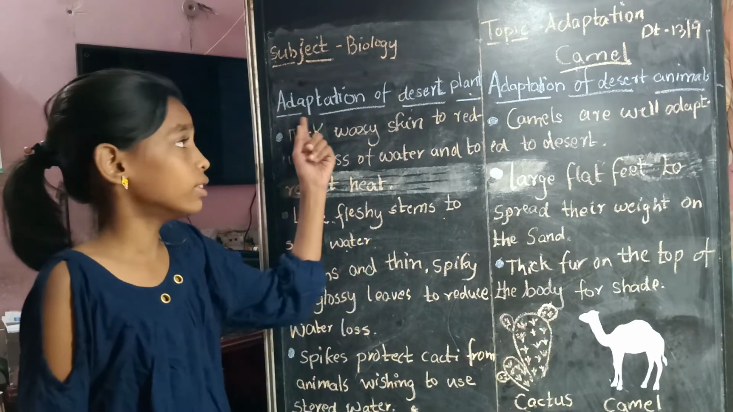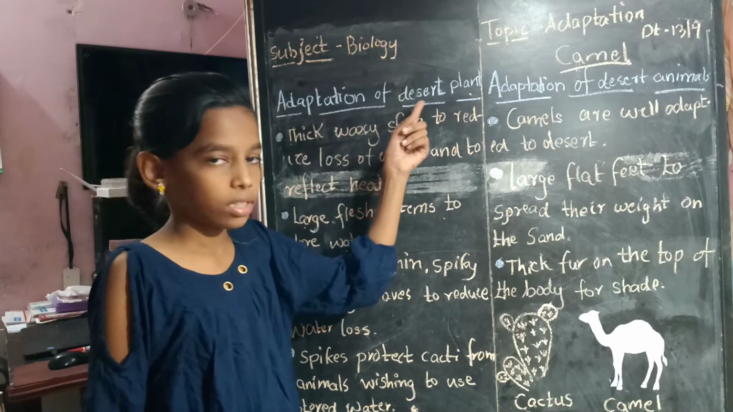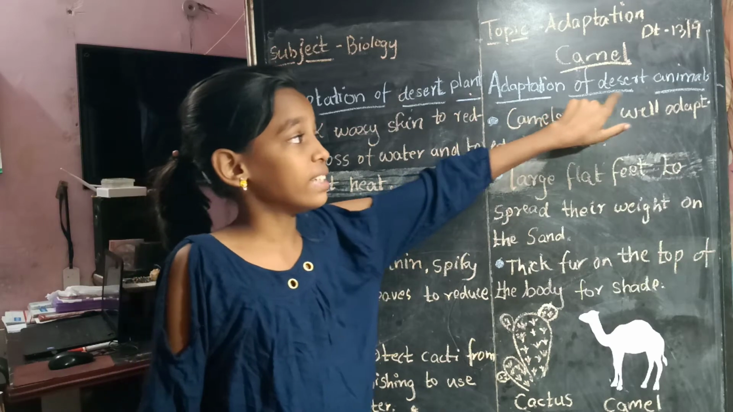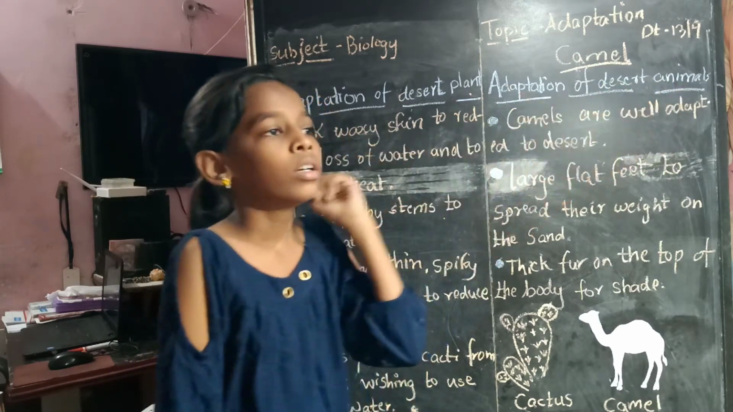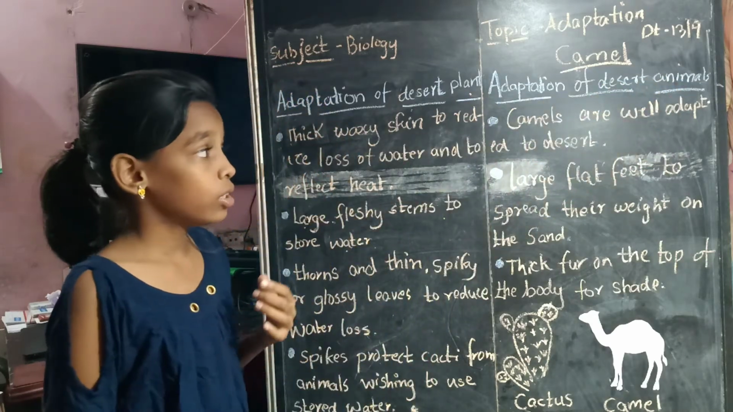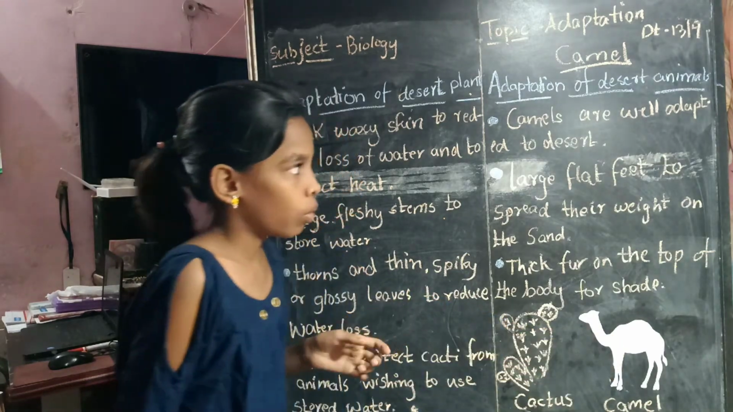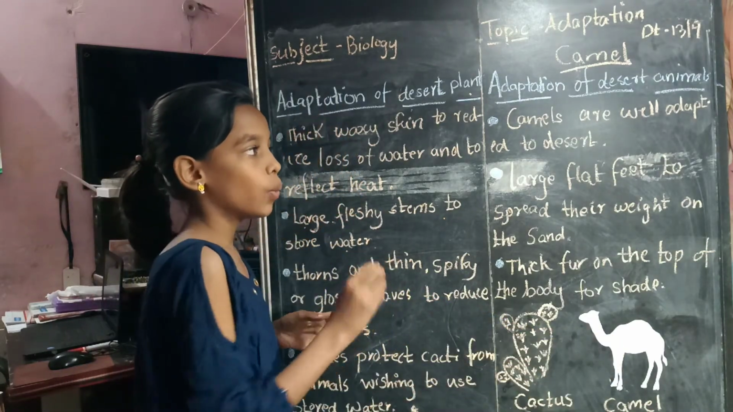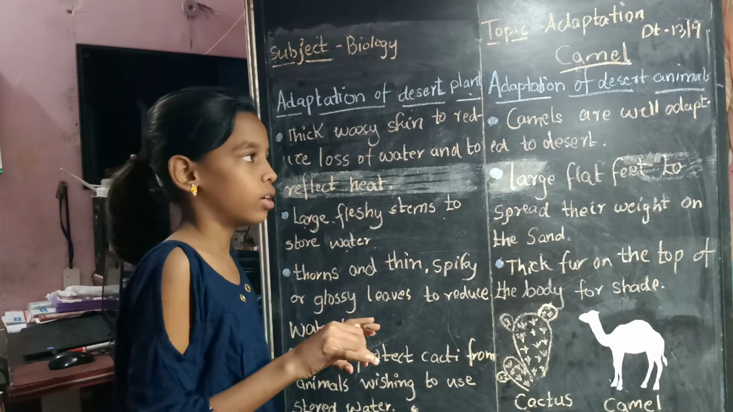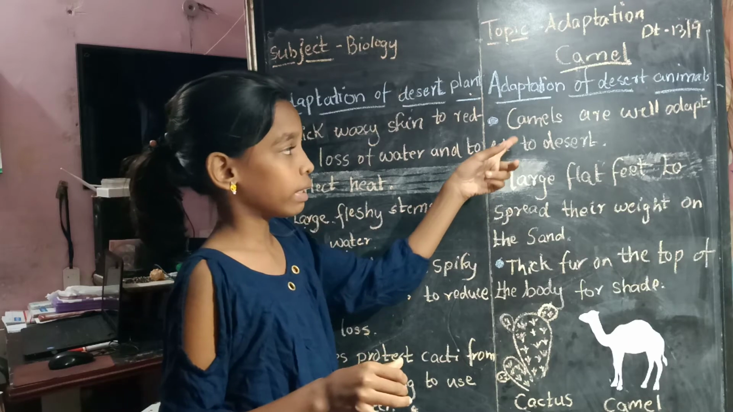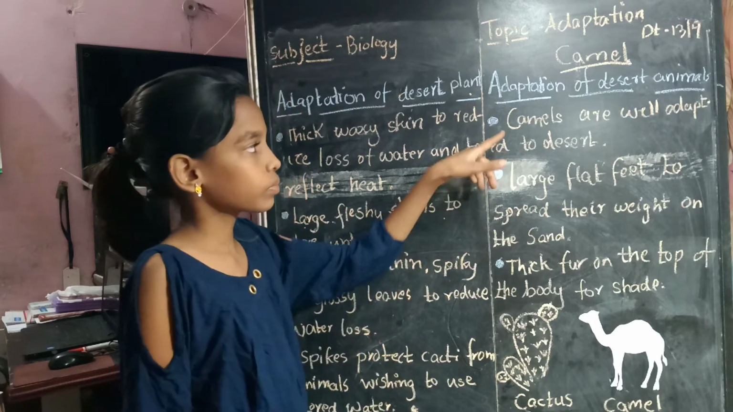Now we have seen the adaptation of desert plants. Now next we move on to the adaptation of desert animals. The common animal in the desert is the camel. Here you can see the camel. Now, how is it adapted to the desert? What are the features which protect it from the heat and other things?